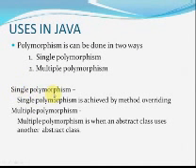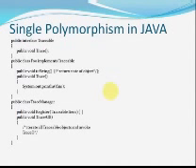Single polymorphism is achieved by method overriding, and multiple polymorphism is achieved when an abstract class uses another abstract class. The following example explains how single polymorphism is achieved by method overriding. It demonstrates how classes that implement the Traceable interface simply write their current state to System.out.